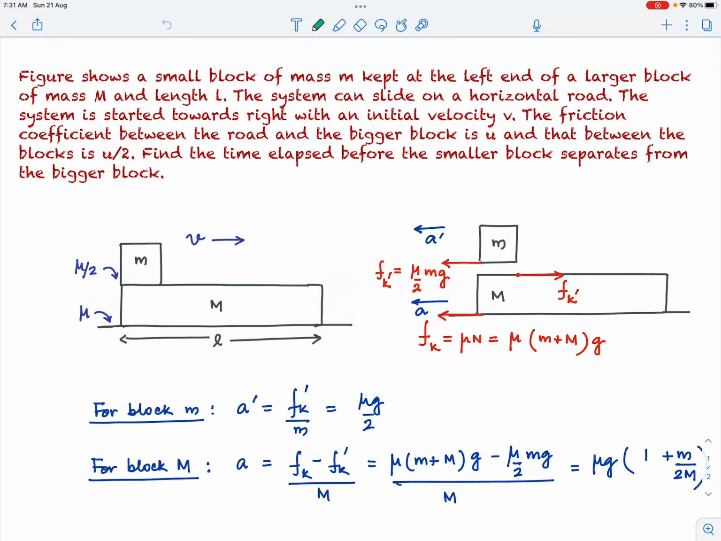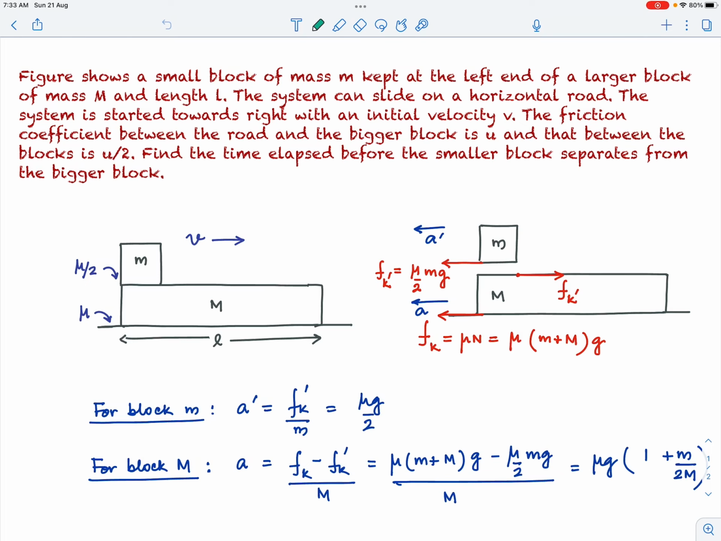Hello students. So today's question says, the figure shows a small block of mass m kept at the left end of a larger block of mass capital M and length capital L. The system can slide on a horizontal road. The system is started towards the right with an initial velocity v.